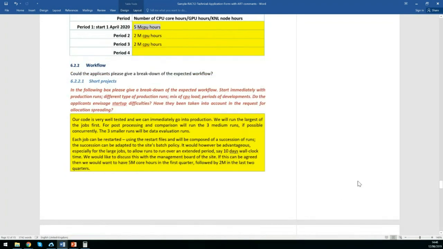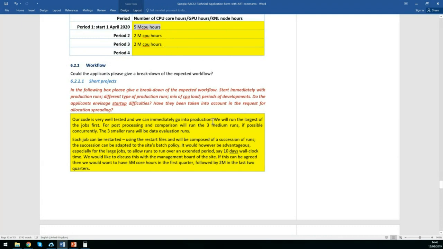The next bit is we would like to know how they expect their workflow to be. So please describe it. You can put it in a table, you can put it in words. In this case, I have put it in words and I said our code is very well tested and we can immediately go into production. If your code isn't tested and you would like to have a bit of run-in time, you might want to choose a moderate amount of core hours in the first quarter, so that when you are ready to do full production, you have more time remaining.